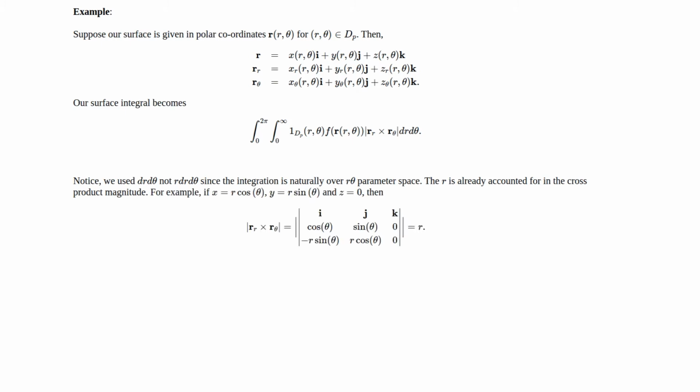Now, just to give you an example of the fact that this r in the r dr d theta really is there, take the normal case where x is equal to r cos theta, y is equal to r sine theta, and z is equal to 0. And then the magnitude of the cross product of the partials is the magnitude of the symbolic determinant i j k, cos theta, sine theta, 0, minus r sine theta, r cos theta, 0. And that easily works out to this missing r.